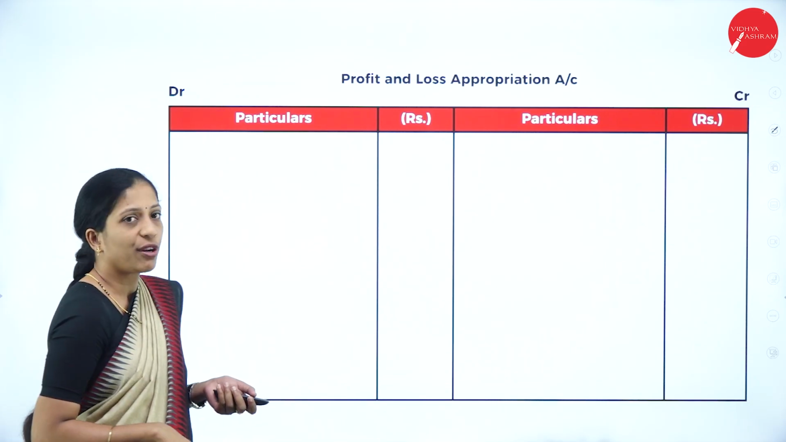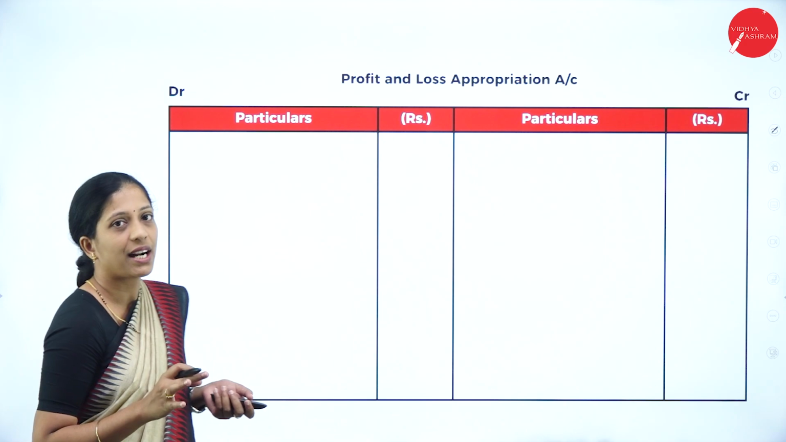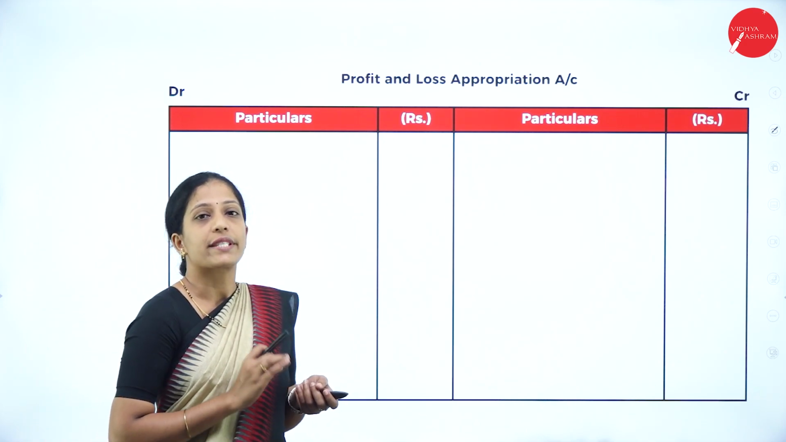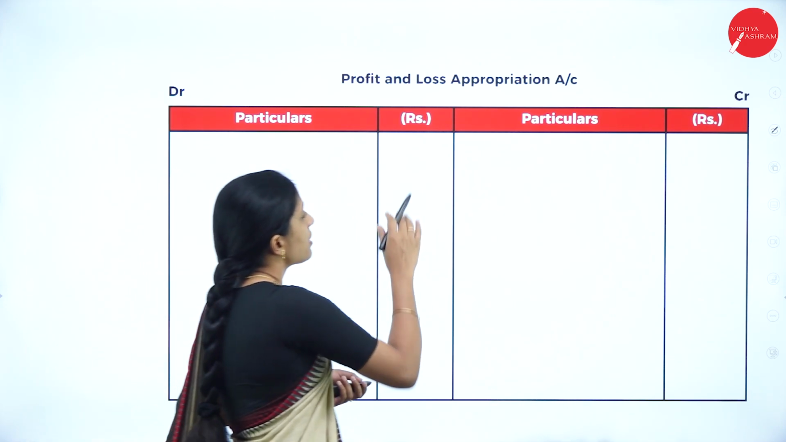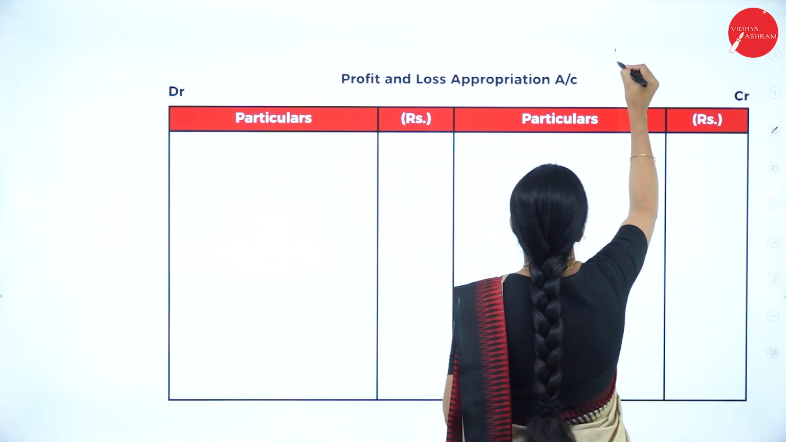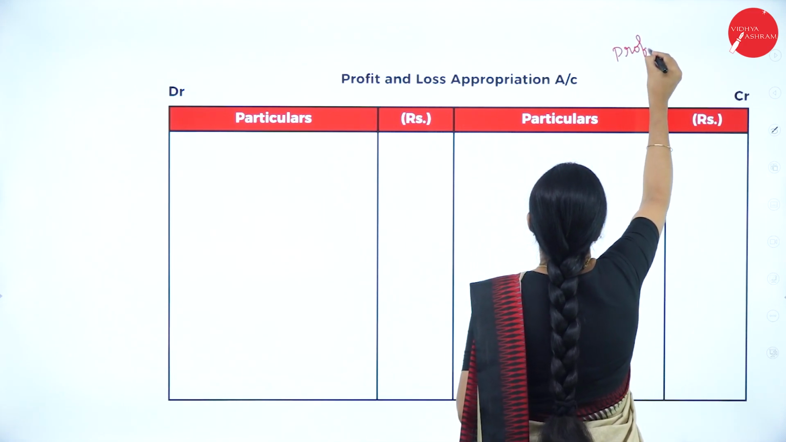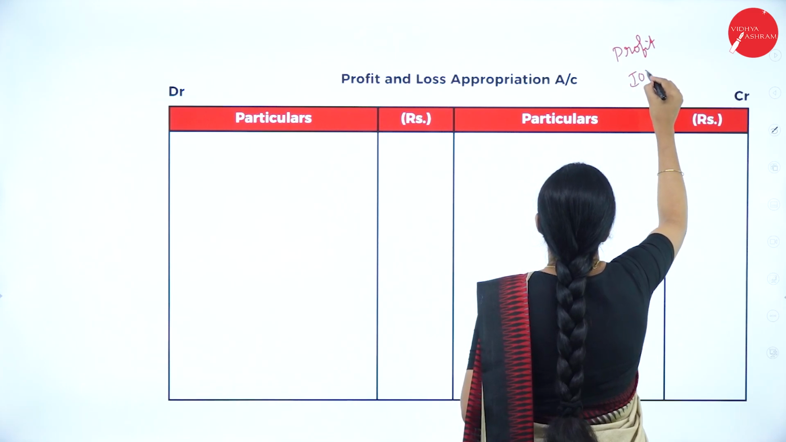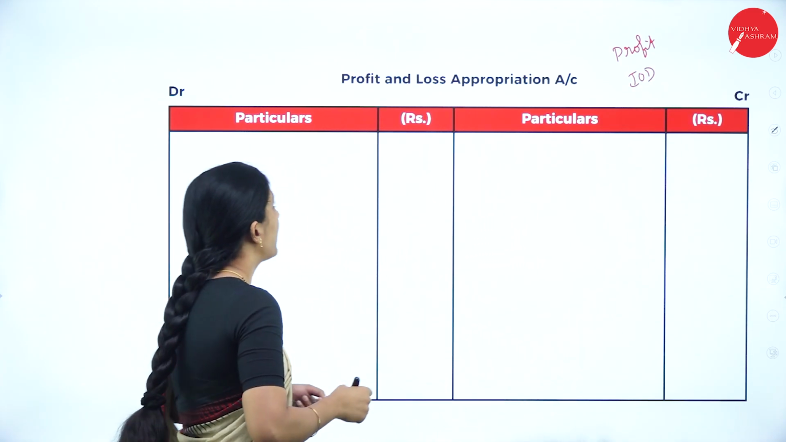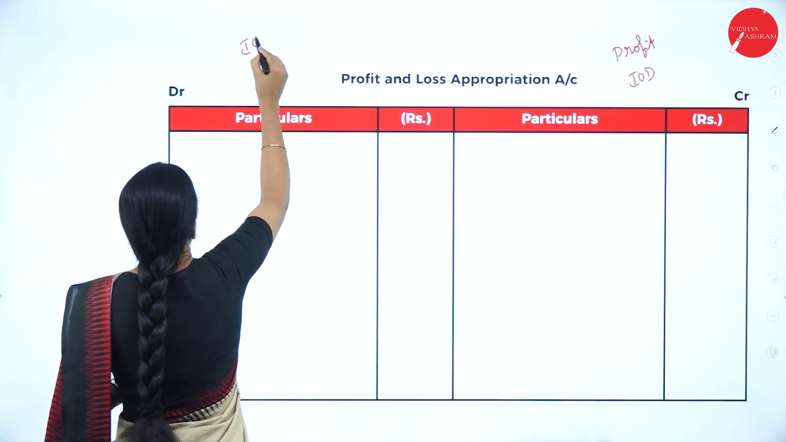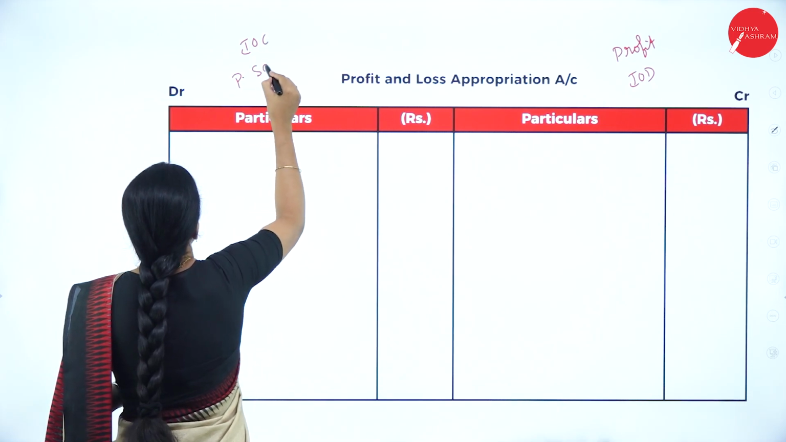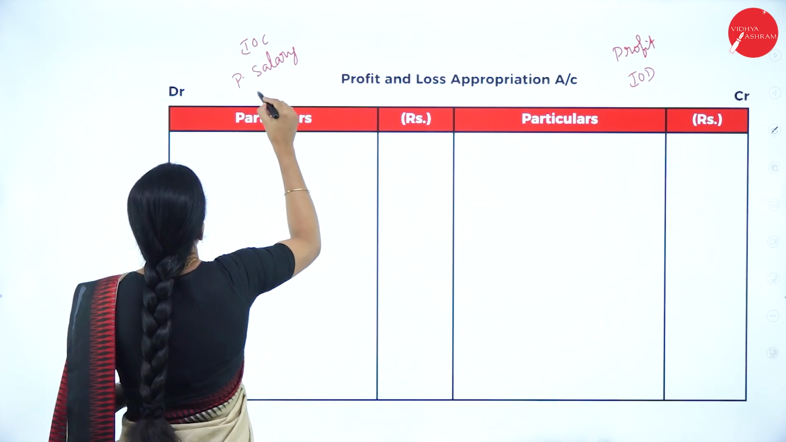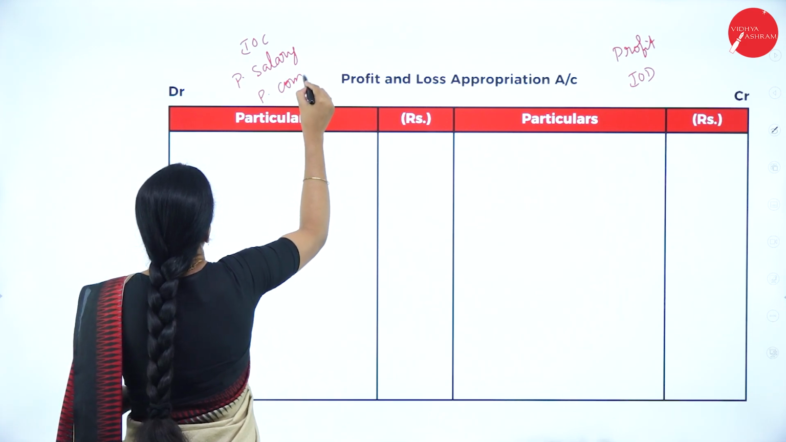Now we shall start with your profit and loss appropriation account. Your format is simple. Already you have learnt in your second PUC. So what you have to record in your credit side? One, you have to record your profit. Next is interest on drawings. Coming to your debit side, we have interest on capital, partners salary and partners commission.